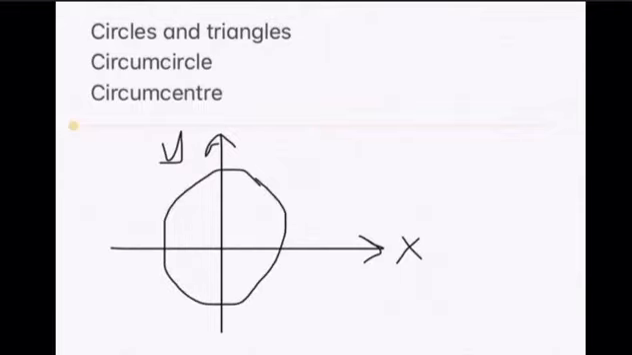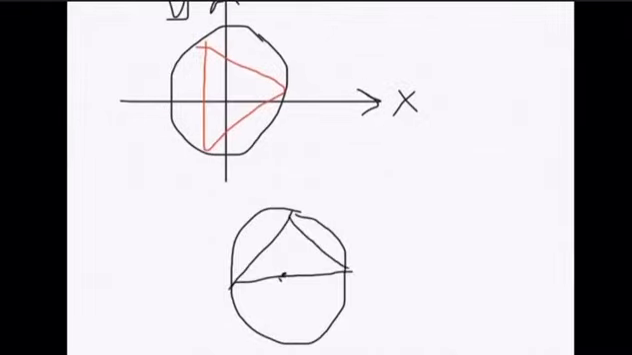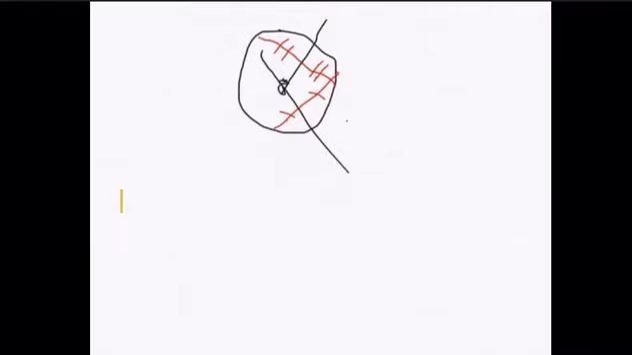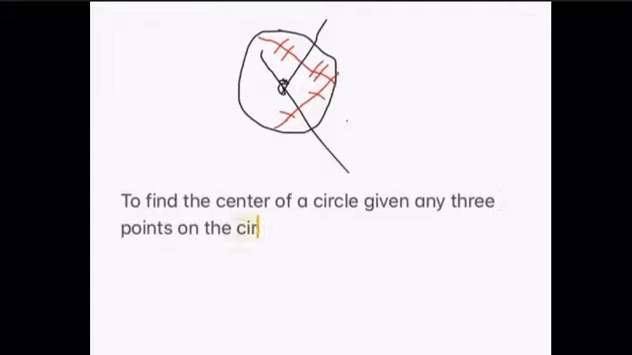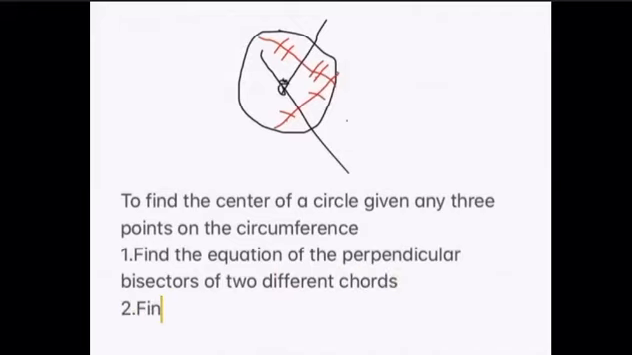You might have already known that for a right angle triangle, the hypotenuse of the triangle is the diameter of the circumcircle. If you want to write the proof, you can say that the angle in a semicircle is always a right angle. And in order to find the center of a circle given any 3 points on the circumference, you can find the equations of the perpendicular bisectors of 2 different chords, then find the coordinates of the point of intersection of the perpendicular bisectors.